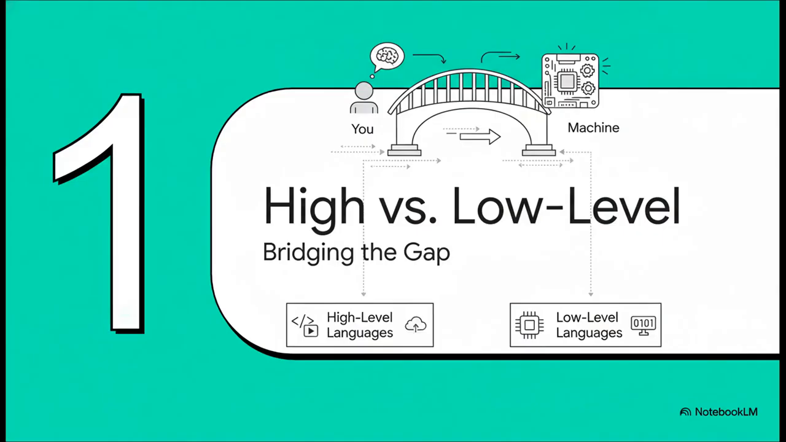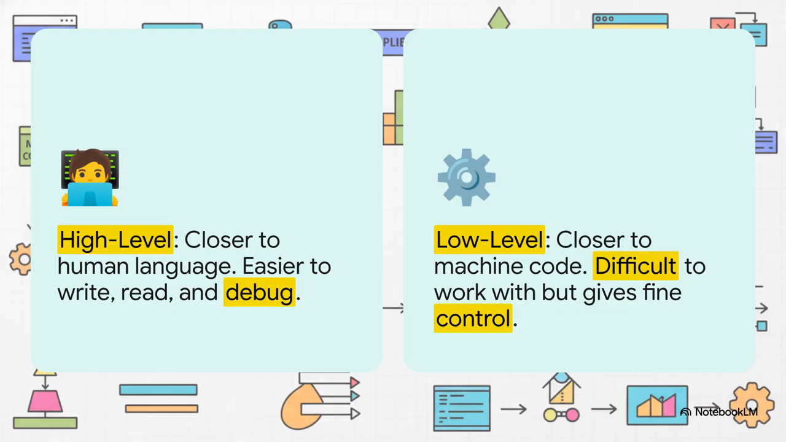Well, that's where programming languages come in. They are the bridge. And for your exam, you need to know about two main kinds, high-level languages and low-level languages. Just picture them at opposite ends of that bridge, one side close to us humans and the other side close to the machine. So you've got your high-level languages. Think Python or Java. These are way closer to how we talk. They use words that look like English, and they hide all the complicated hardware details for you.